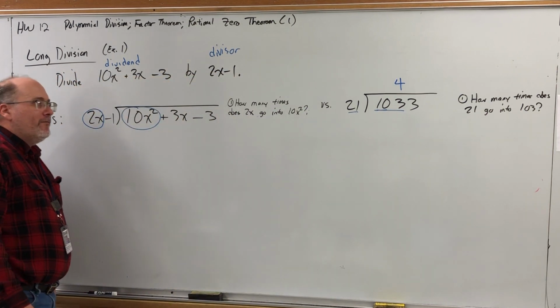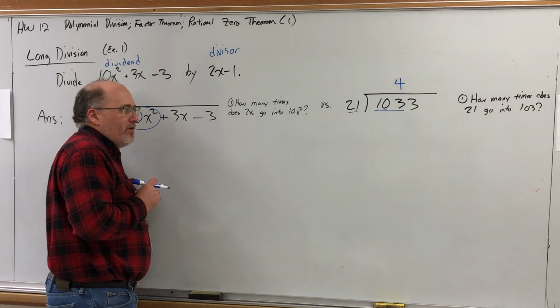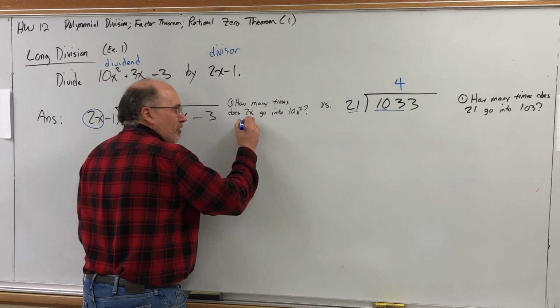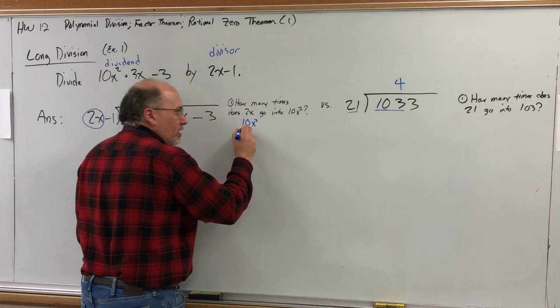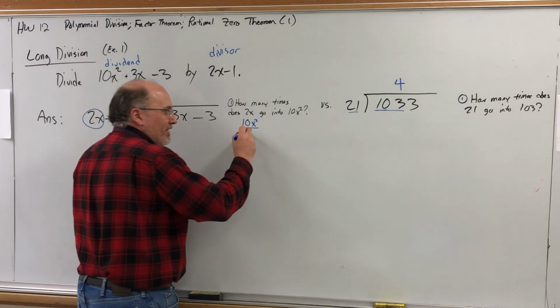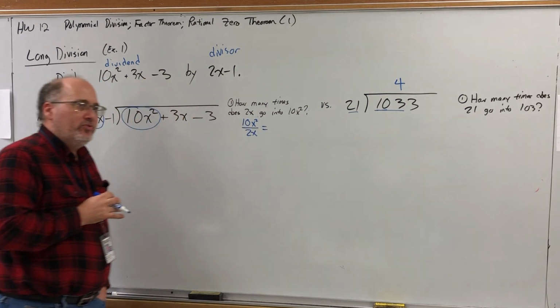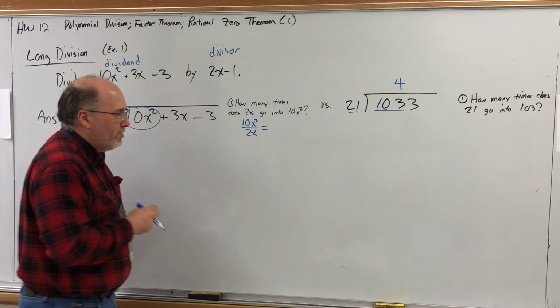However, there is a straightforward way to answer this question because all you're asking is a division problem, aka a fraction. So to answer this question, I would put the leading term of the dividend, the 10x squared, over the leading term of the divisor, 2x. And that's just a fraction that you can reduce. You're really dividing, but if you think about it as reducing, it seems to be a little easier.